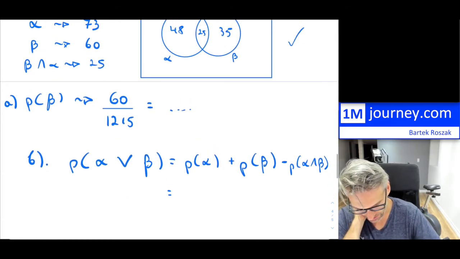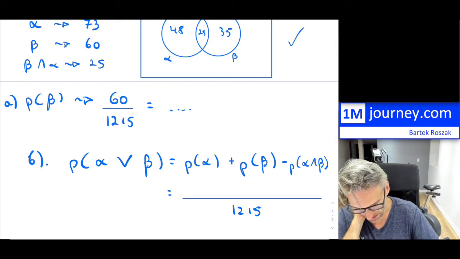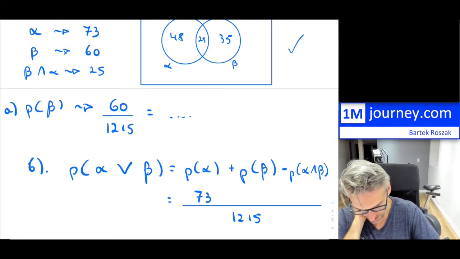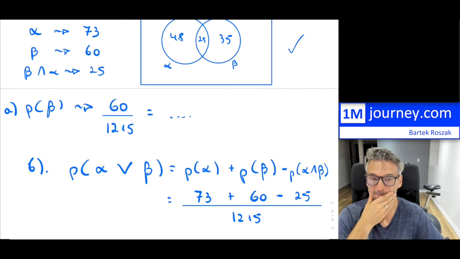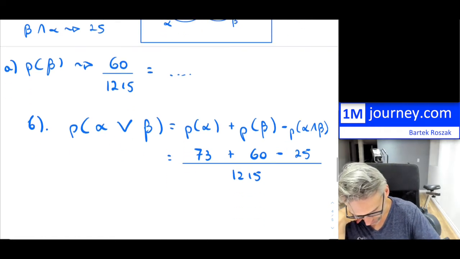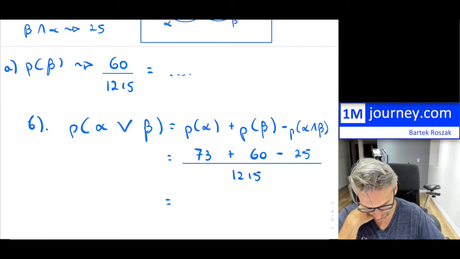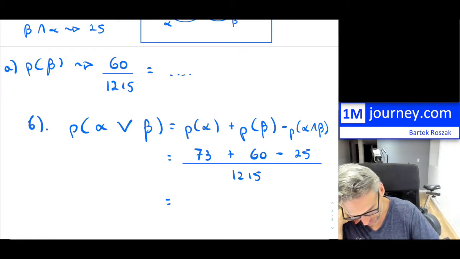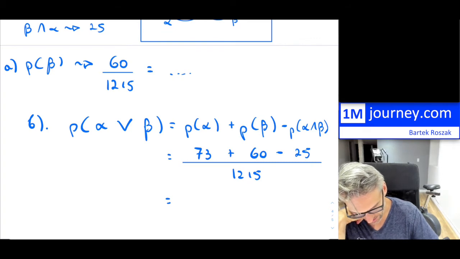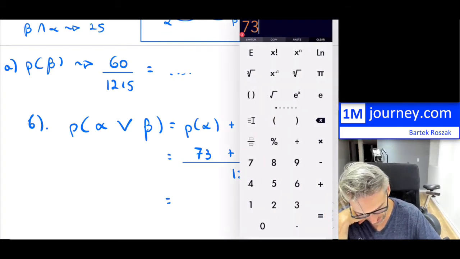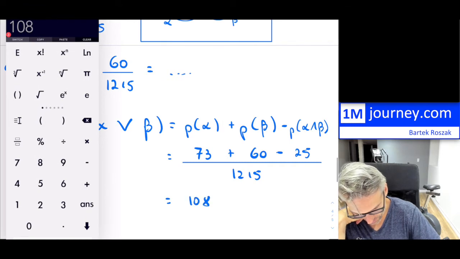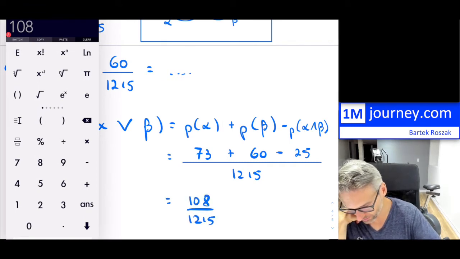Or you can do this, right? Which is going to be, so probabilities of, so they're all over 1,215. Probability of alpha, so 73 plus 60 minus that 25, which would have given us exactly the same thing with regards to those. Okay, so what does that equal? You can add it all up and then find out what the answer is. So 73 plus 60 and then minus the 25, so that's 108. Okay, so 108 all over 1215, and again, you can reduce this if you like.